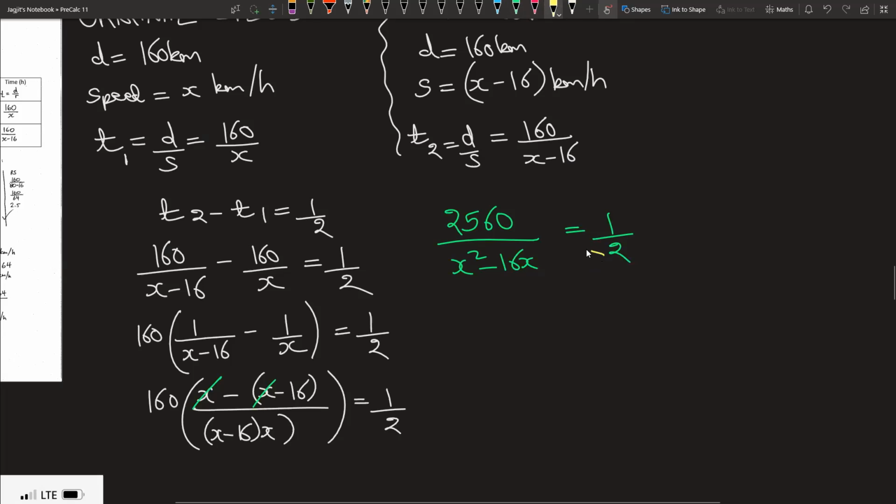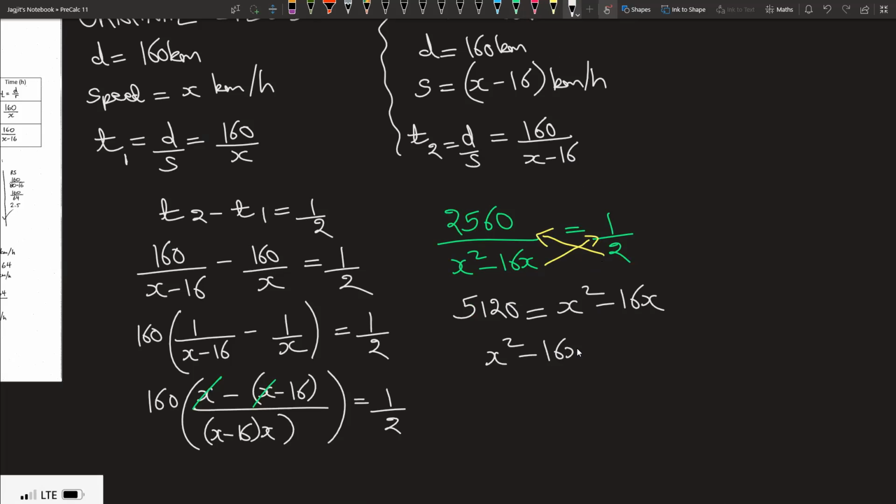We're going to cross multiply. This 2 is going to go across, and this term is going to go across. So this becomes 2560 times 2, that gives you 5120. And over here, you get x squared minus 16x. Then you take x squared minus 16x, move the 5120 to the other side, and say that is equal to 0.